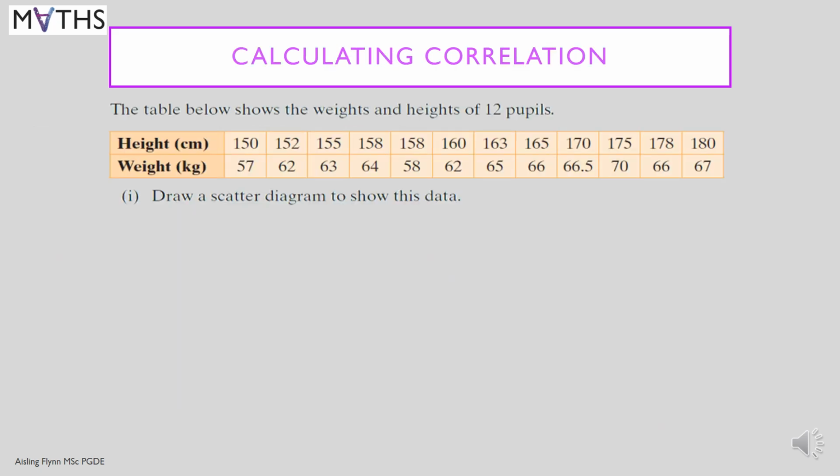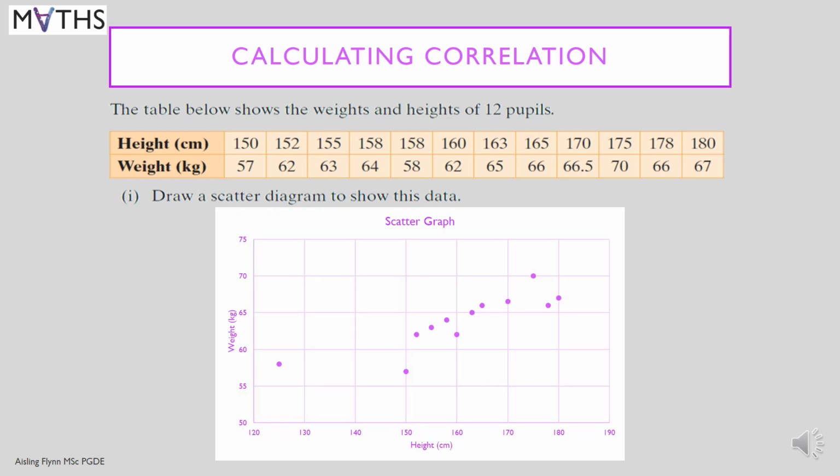Okay, so calculating correlation. I'm going to do an example which leads us to calculate the value of R, the correlation coefficient. The table below shows the weights and heights of 12 pupils. We have height in centimeters and weight in kilograms. Draw a scatter diagram to show this data. Okay, so I've done that there.